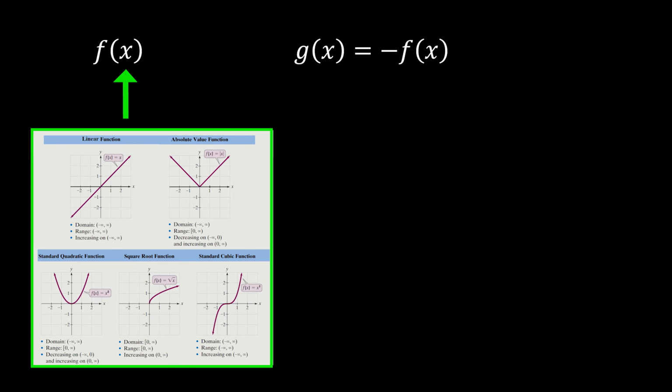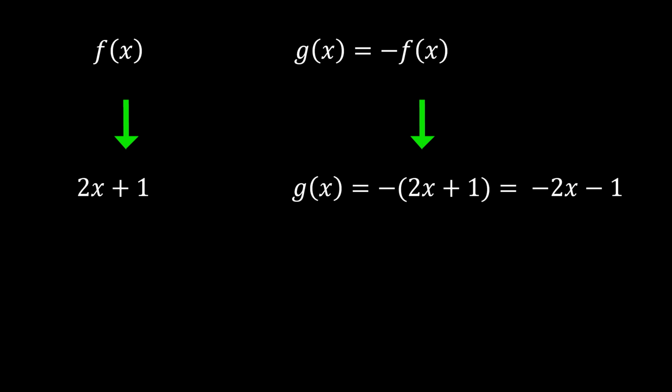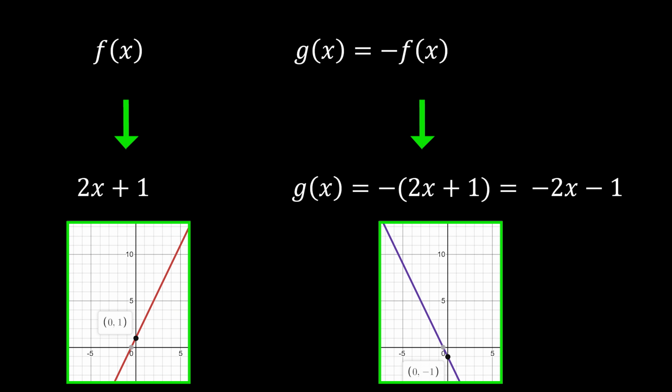Next, we'll look at reflecting a function. Let f of x be one of the parent functions, then if I tag a negative sign in front of it, I can create a new function g of x that is f of x but reflected over the x-axis. For example, if f of x is a linear function and I tag a negative sign in front of it, then I've created a new function that is my linear function but reflected over the x-axis.